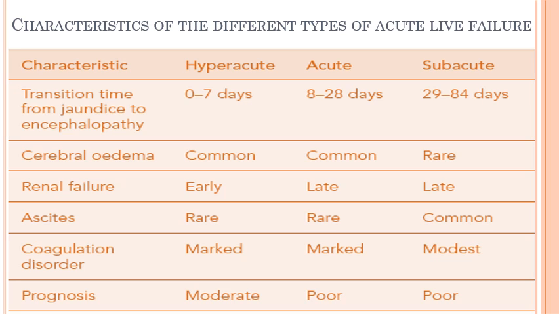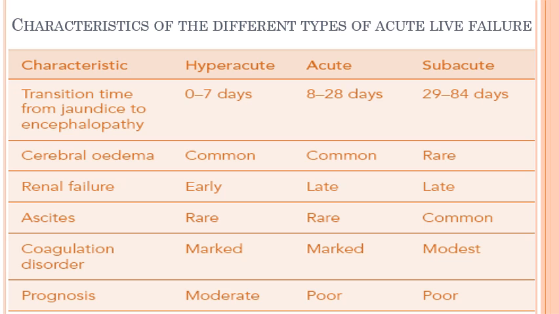That means within the same day the patient may go from jaundice to encephalopathy, or it may occur up to 7 days. In acute liver failure, the transition time from jaundice to encephalopathy is from 8 to 28 days, and in subacute the transition time is more delayed and it may go from 29 to 84 days.